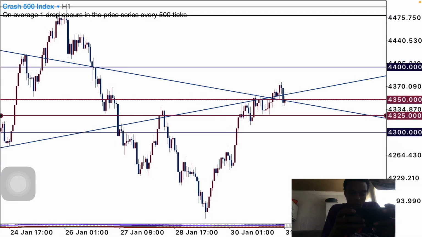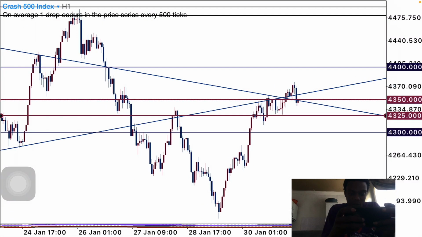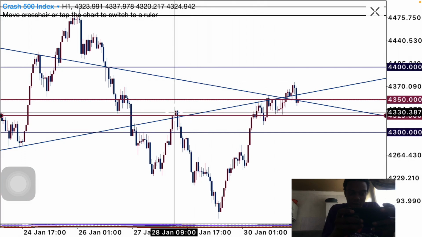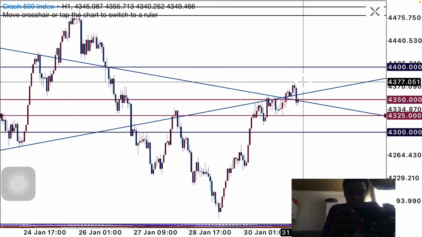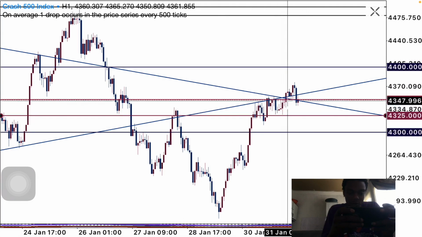Okay, so we go on the 1-hour time frame. Right now we can see that we are trading above this area on 1 hour. So chances of price going up are there, and also chances of price going down are also there. So let's go on 30 minutes.